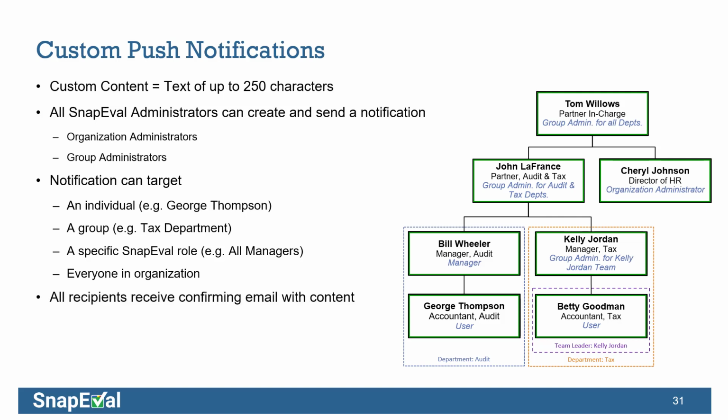Now, the important part is that everybody who is a targeted recipient for a push notification is going to get a confirming email that has the content for that particular push notification. So even if someone doesn't own a smartphone, doesn't have access to it, they will get an email with that content. If you do have a smartphone and you do have the SnapEval Mobile App installed on it, and you've logged in such that you've registered the SnapEval mobile app on your smartphone with your SnapEval account, then you're going to receive these push notifications. And they will come into your smartphone, as we've talked about already, essentially instantly.